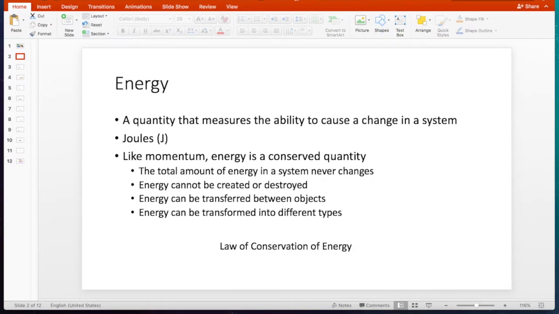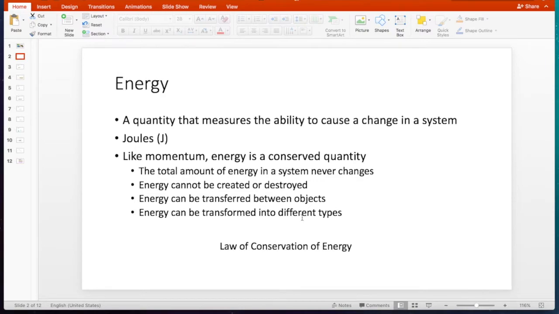And the big idea, I'm going to go ahead and give you the big idea of this whole unit right here at the beginning. Just like momentum, when we were studying that, energy is also a conserved quantity. This means that the total amount of energy in a system cannot be changed, so the total amount of energy has to stay the same. It has to be conserved. In other words, energy cannot be created or destroyed. Energy can, however, be transferred between objects, and energy can be transformed into different types.